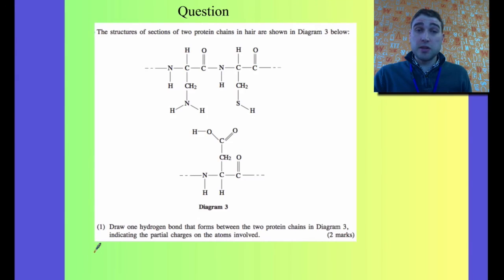So here's another question. It says, structures of two protein chains are shown in the diagram below. Draw one hydrogen bond that forms between the two protein chains. I think the easiest one is going to be between this hydrogen here and this oxygen here. So I'm going to put in my dotted line. That's where we're going to get one of the hydrogen bonds that's occurring. It also says indicate the partial charges. So the oxygen is going to be delta negative and the hydrogen is going to be delta positive.